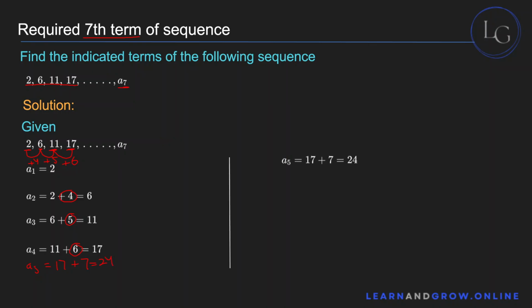Now, A6 would be 24 plus 8, which is 32. And A7 would be 32 plus 9, which will be equal to 41. And that is how we found the seventh term of the sequence. So, let's have another example here.